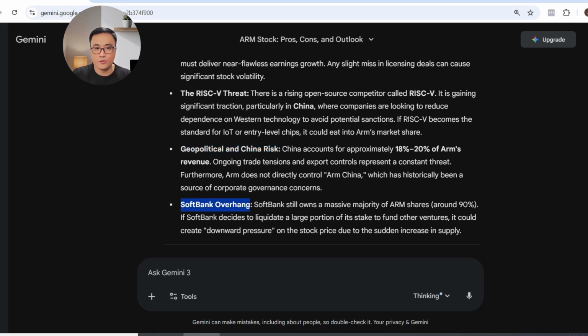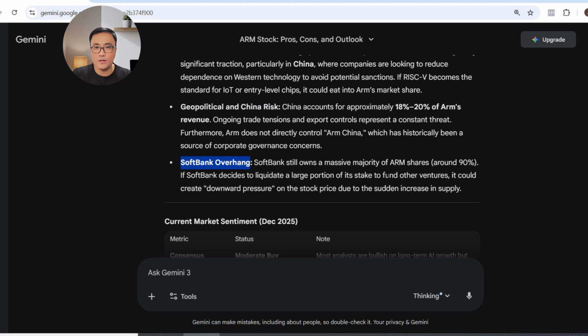And here's another concern. SoftBank owns 90% of ARM. And recently, SoftBank has dumped a lot of NVIDIA shares. And if they decide to liquidate ARM shares as well, and if you get caught in that, then there's a lot more further downside in prices.